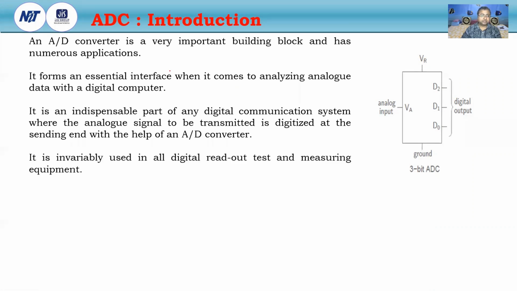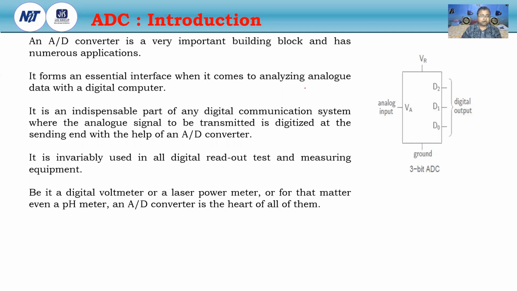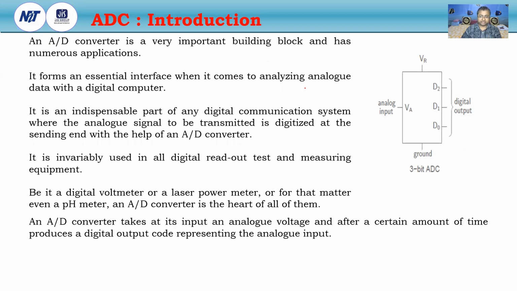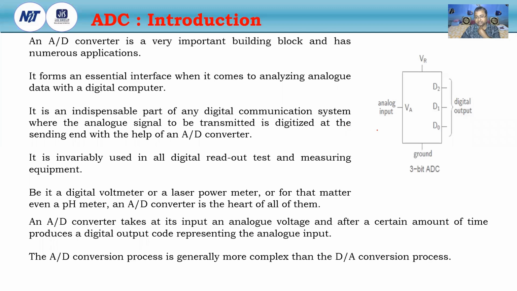0. So an AD converter is a very important building block and has numerous applications. It forms an essential interface when it comes to analyzing analog data with digital computers. It is an indispensable part of any digital communication system. I already told you in the first lecture of digital electronics why we use the ADC and DAC, because it is mainly used in digital communication systems. It is used in the exchange. Okay. So the analog signal to be transmitted is digitized at the sending end with the help of an AD converter.